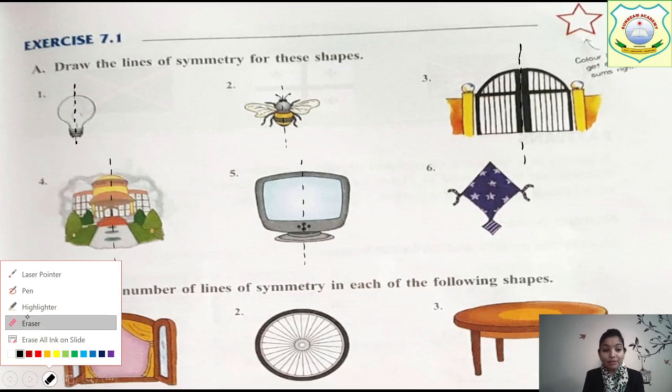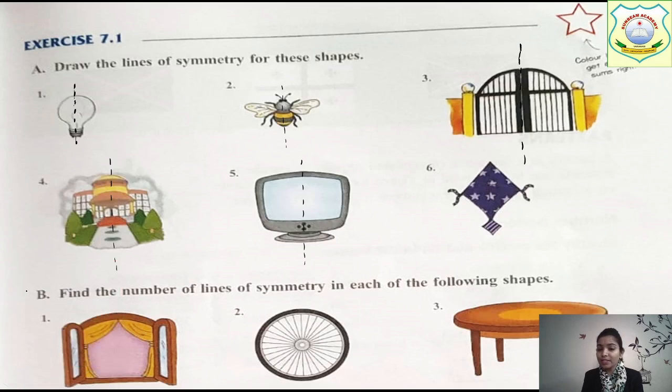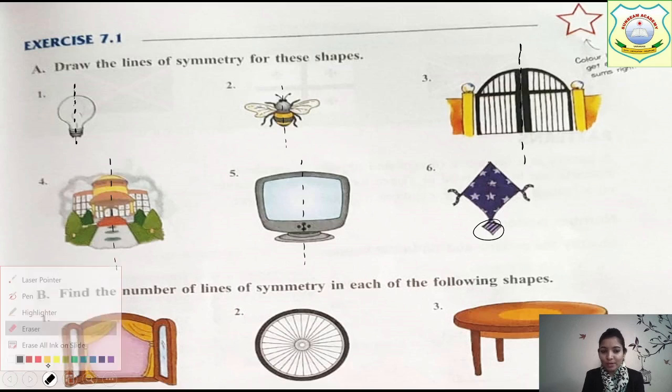Next, there is a kite. Can we divide the kite in two equal halves? Yes or no? Should we divide like this? No, because there is its tail also, but on the upper side there is none. So we need to just erase this. This is not the correct method. Let's do it like this.